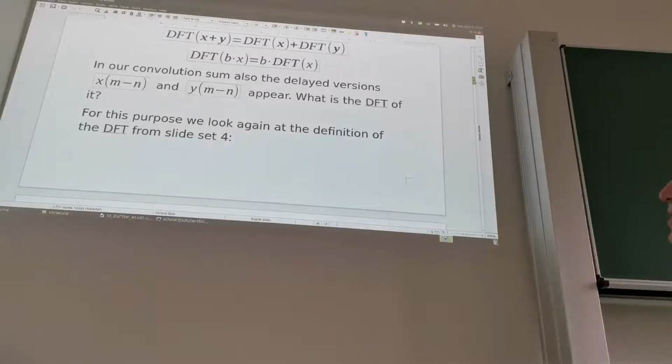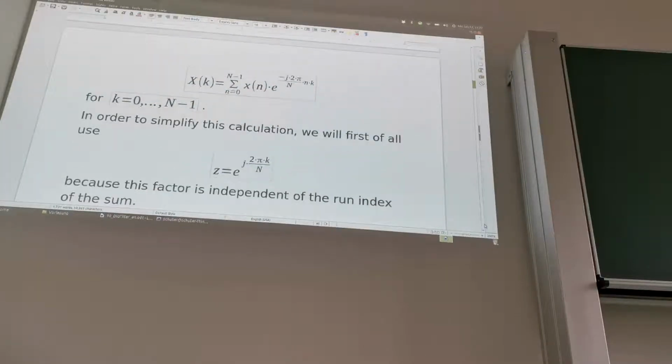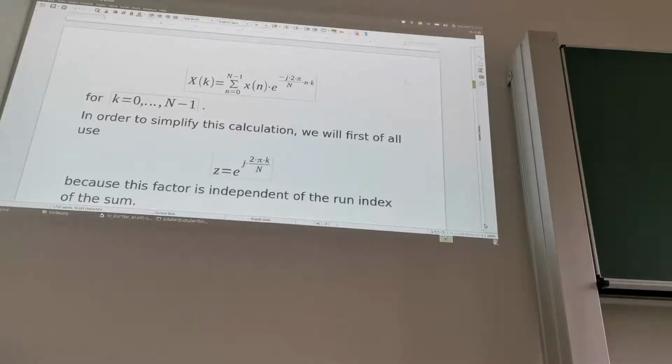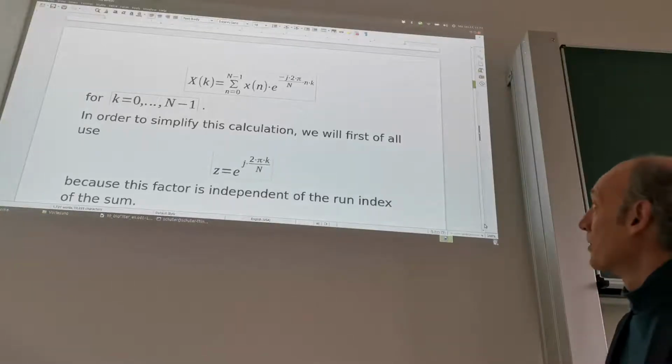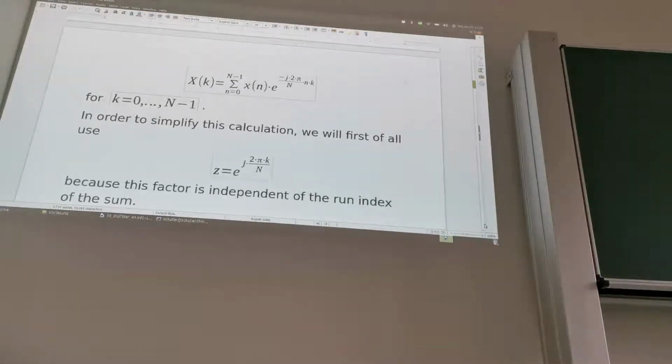So what is the DFT of those delayed versions of our signal? For that purpose, we can look again at the definition of the DFT from slide set 4. Here we can see the definition of the DFT. It's the sum over N samples, and N can be chosen by us, for instance 1024 samples. And we can simplify this calculation by first using this abbreviation. Instead of e to the j 2 pi times k divided by N, we just write z.